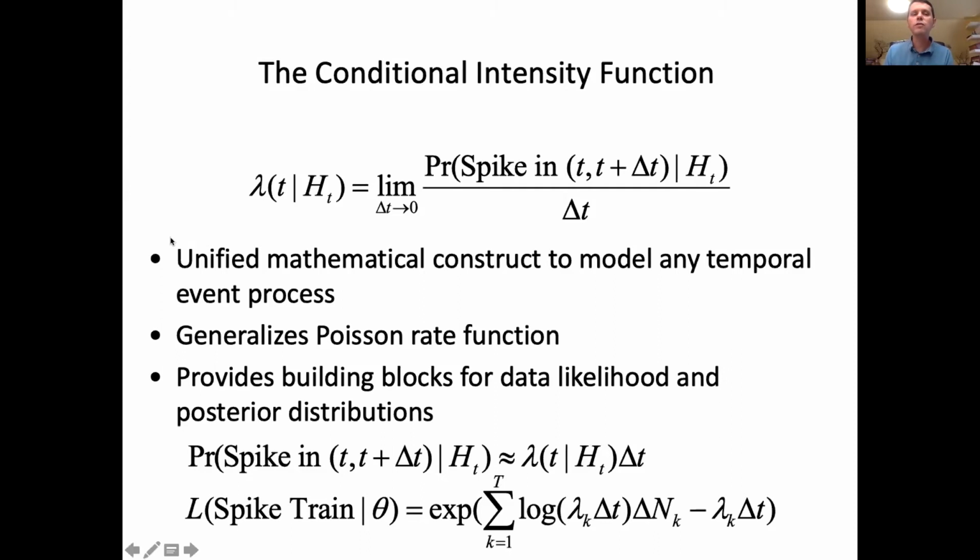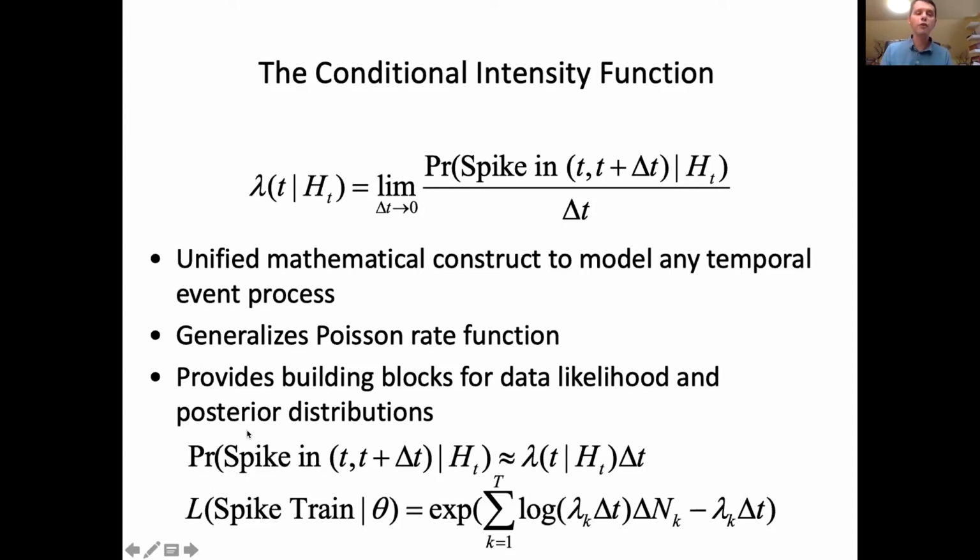And the nice thing is, once you define this function lambda, once you specify at each moment what this rate is going to be, you get for free all of the statistical tools that are used to estimate models, to make predictions, to assess the quality of a model, to refine models, et cetera. And so, for example, here it's easy to see that if you want to figure out the probability of seeing an event in a small interval, you can just multiply both sides here by delta t, and that's going to be approximately lambda, the rate, times delta t, the amount of time, gives you the probability or the expected number of events in that interval.